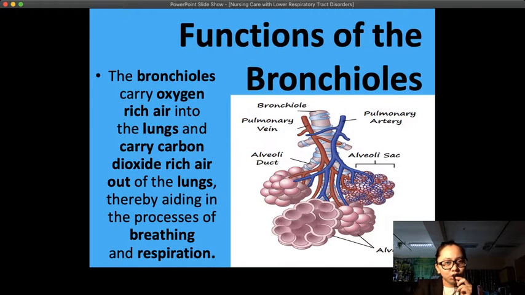Alright? So, functions of the bronchioles. Para saan yung bronchioles? Okay, you can see the bronchiole, right? Okay, that one. That's the bronchiole. The bronchioles carry oxygen-rich air into the lungs and carry carbon dioxide-rich air out of the lungs, thereby aiding in the process of breathing and respiration.